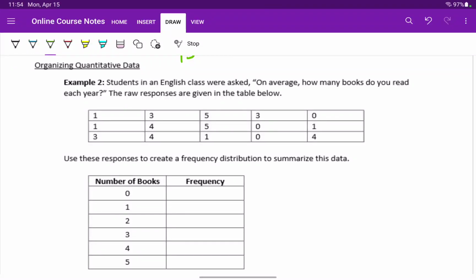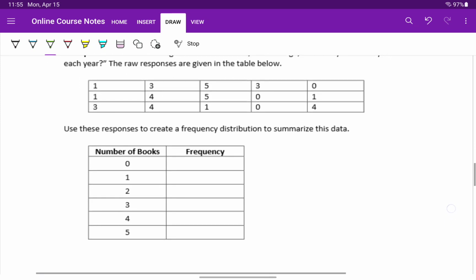We can also look at creating a frequency distribution for quantitative data. In this case, students in an English class were asked, on average, how many books do you read each year? And then we have those responses provided below. So we would look at counting the number of times each response was given.